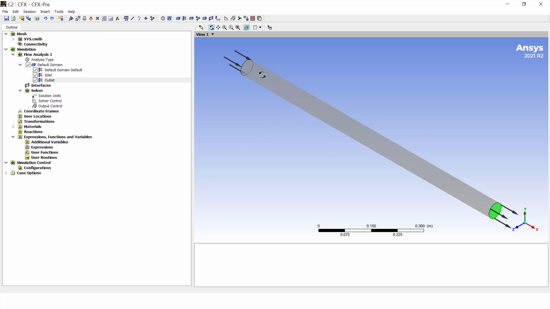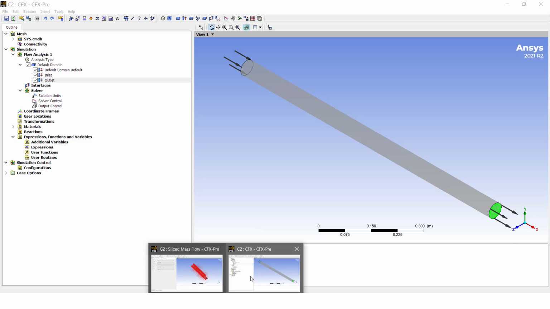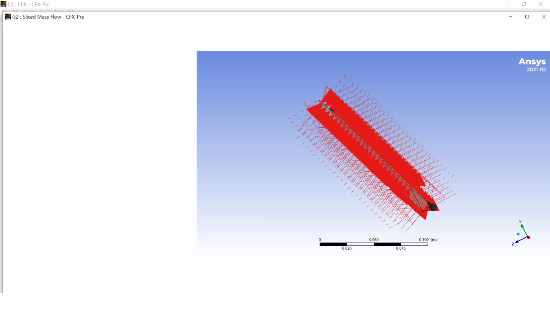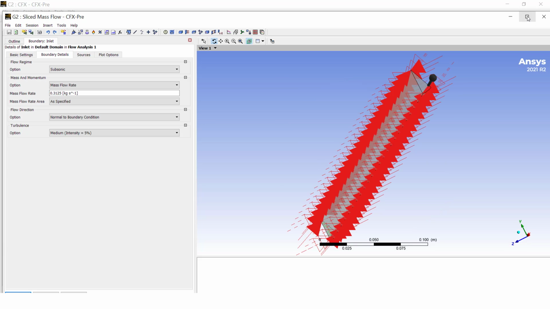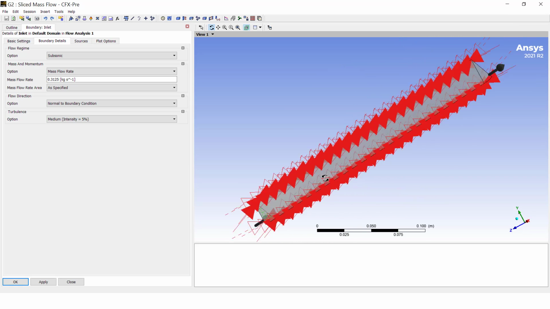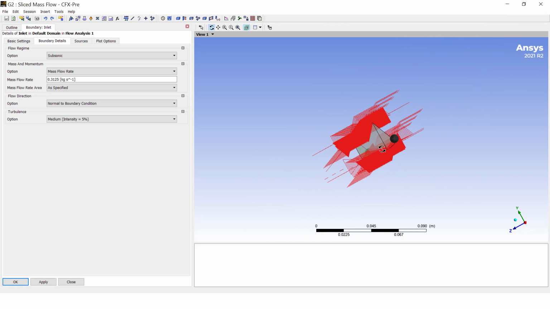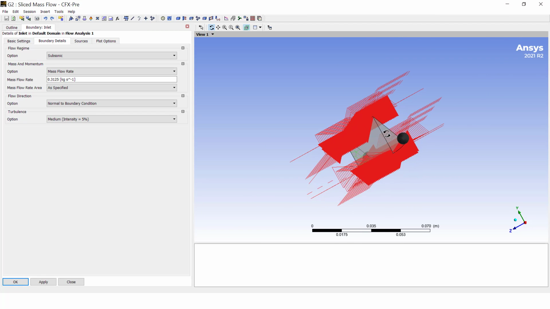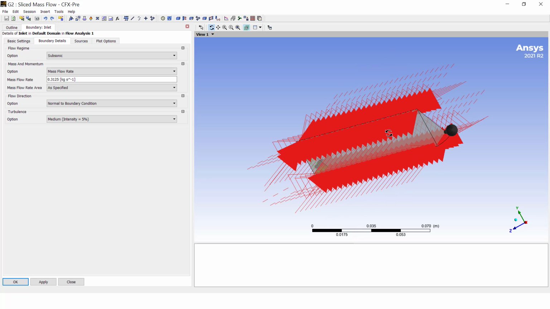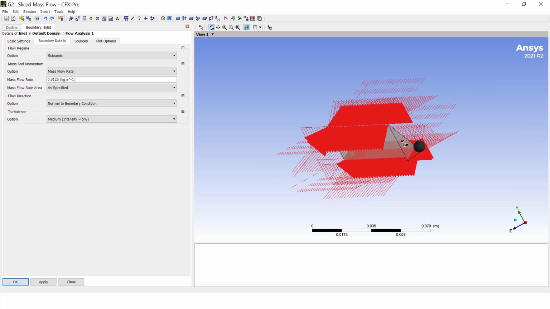Then I solve this, and I am going to show you the results, and also how we did a simulation using a slice of the geometry. You can see that we have a slice. This is 22.5 degrees. This is the angle of the slice.